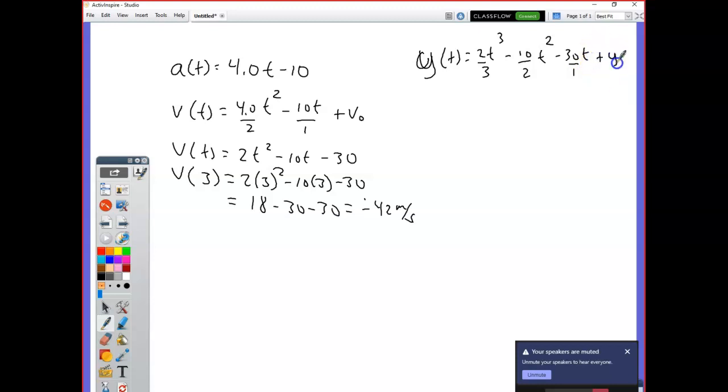And I need an initial height. 250, which is plus 250. So we'll write 250 in there. This is plus 250.